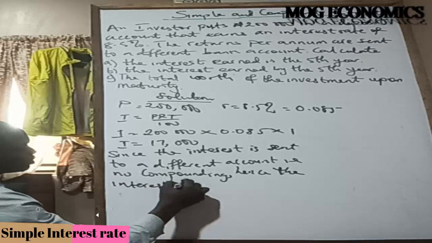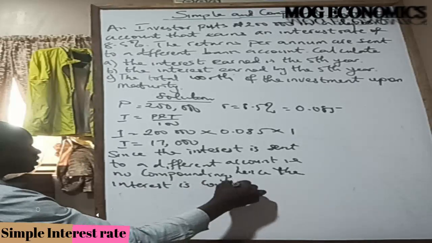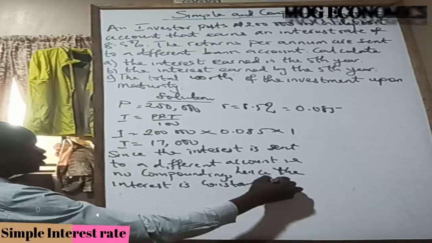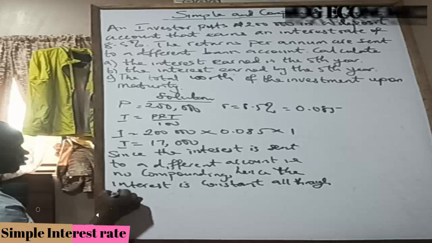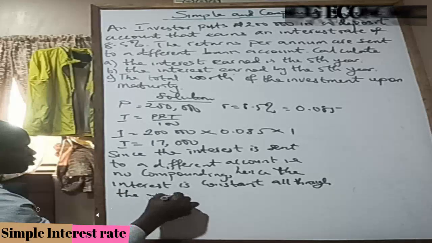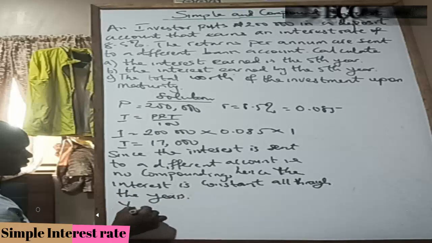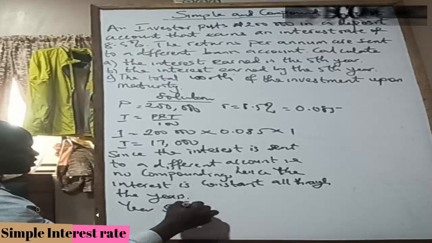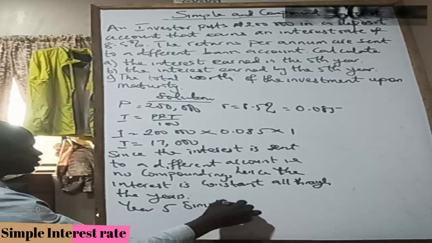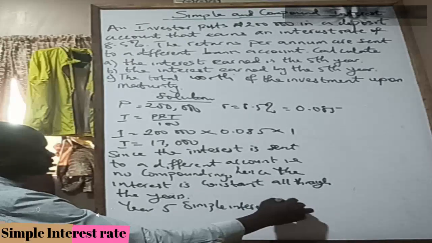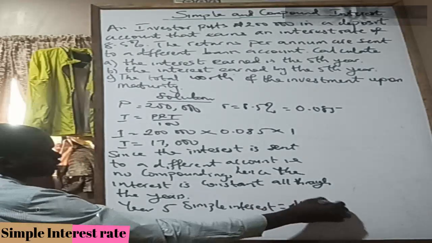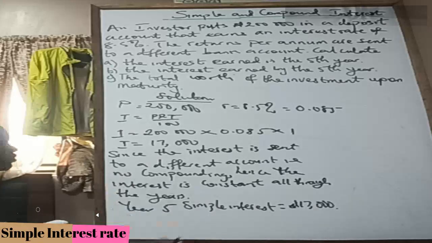The interest is constant, but anyway, the interest rate was constant all through the years. So with that, we know that the year five simple interest is also going to be 17,000. So that solves the problem, right? Because you're separating it to a different account.